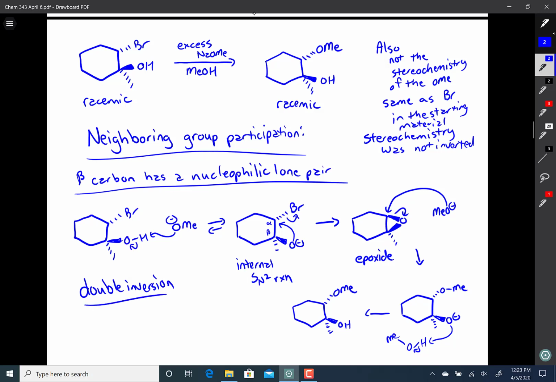Because we did an SN2 reaction right here, and then we did a second SN2 reaction right here. And that basically flipped the alpha carbon twice.